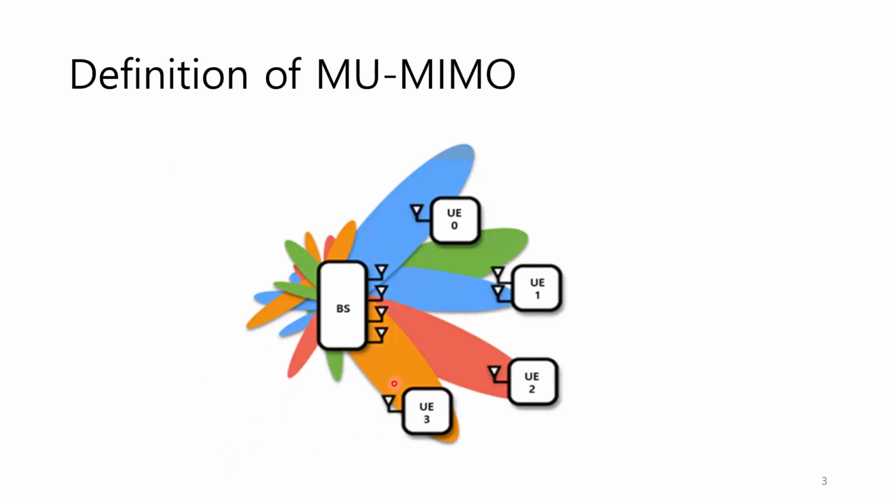MU-MIMO. I'm sorry, Shin, I have to interrupt you. Is it possible for you to turn your video on? Sorry? Is it possible for you to turn your video on? Oh, sorry. My camera is broken. Okay.